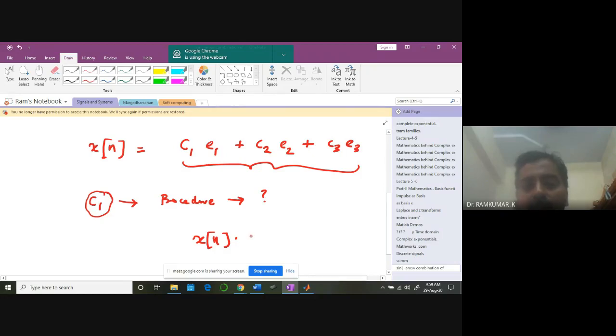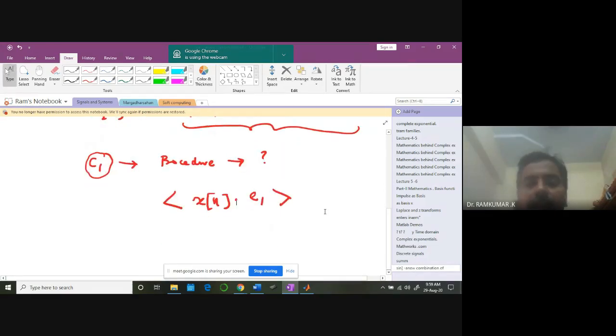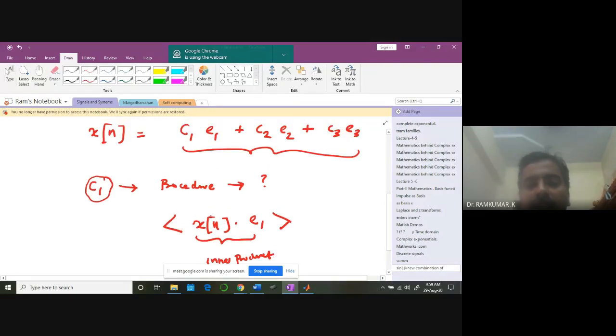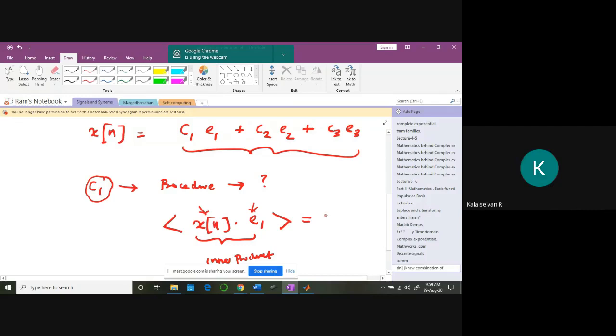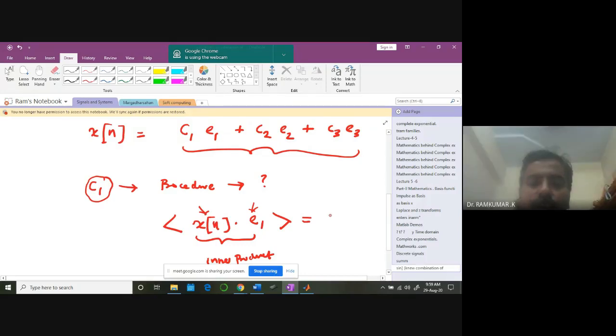For example, x of n with e1. If I take this kind of particular inner product, what is the output I'll get? If I take a signal x of n and take the inner product with e1, what do I get as output? Coefficient. Which one? C1. Yeah, C1. Very good. Okay, are you getting the point clearly now?